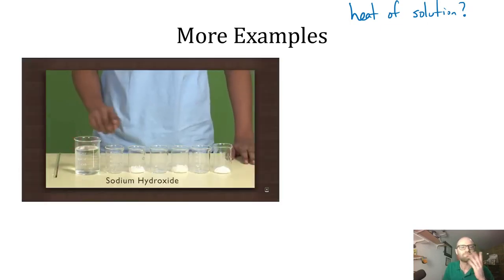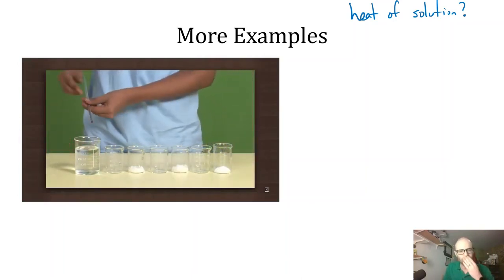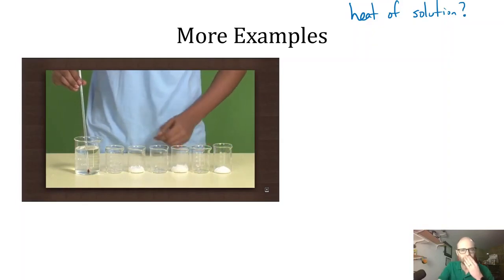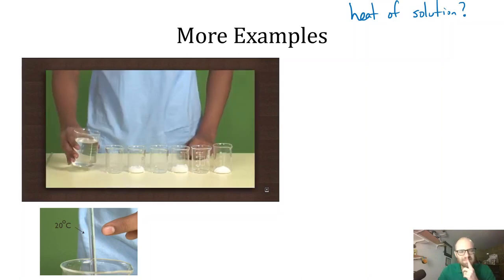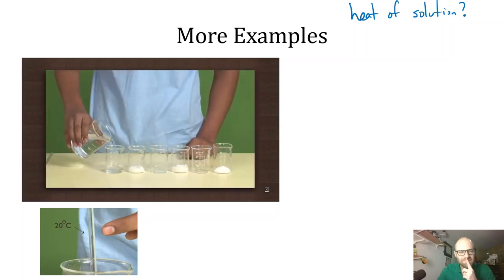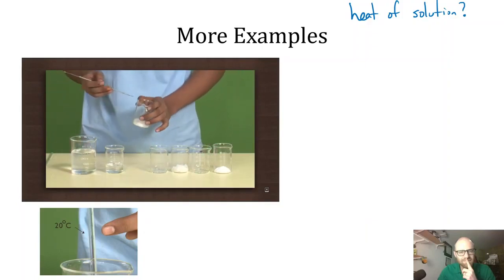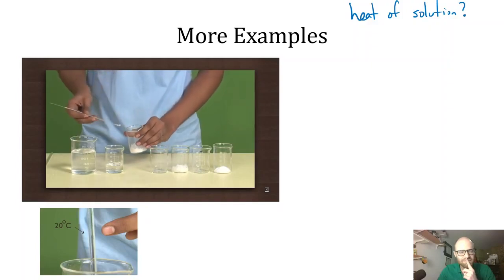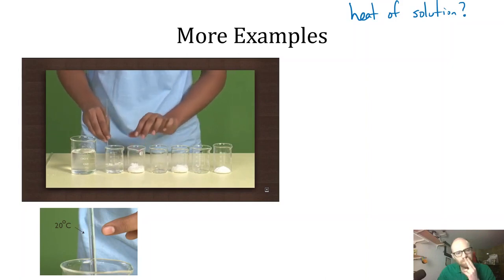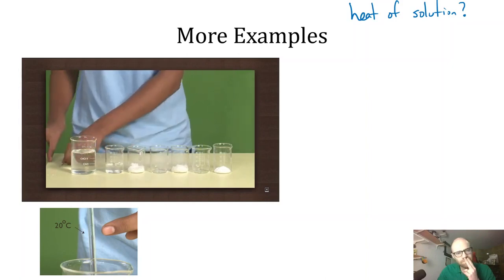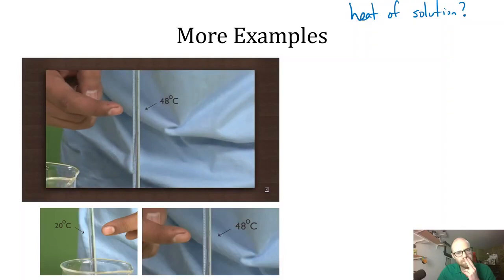We need some water, sodium hydroxide, ammonium nitrate, sodium chloride. Note the temperature of the water. It is 20 degrees Celsius. Should hold on to that. Add water to the first beaker and then add sodium hydroxide. Stir well. Note the temperature of the solution. The temperature is about 48 degrees.